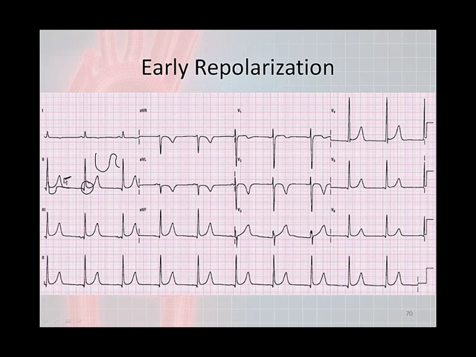This doesn't look anything like that. So as you see the scooping here above baseline, it's hard to see where the J point is. You might actually consider this as being an early repolarization.